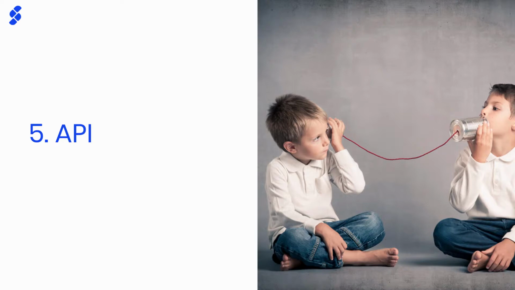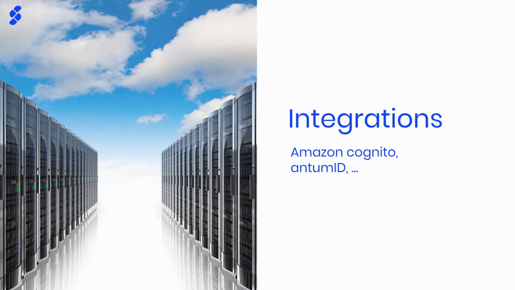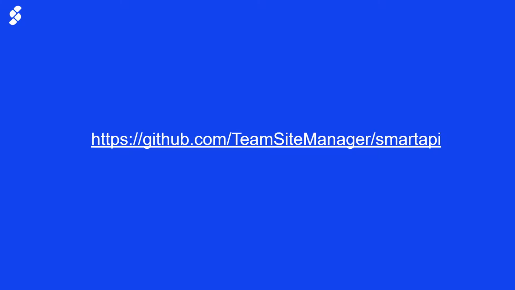The fifth one is the API that we built for the Smart Content module. This can be used, like I said before, to gather information from other platforms to put visitors in groups, but we also use it a lot for integration. We have built an integration with Amazon Cognito and AntomID. These are GDPR-approved login systems, which make sure that you don't have any trouble using login systems for your websites. You can find the documentation on this link. I will also post it in the information below, and we will add our example and our code for Cognito and AntomID later.